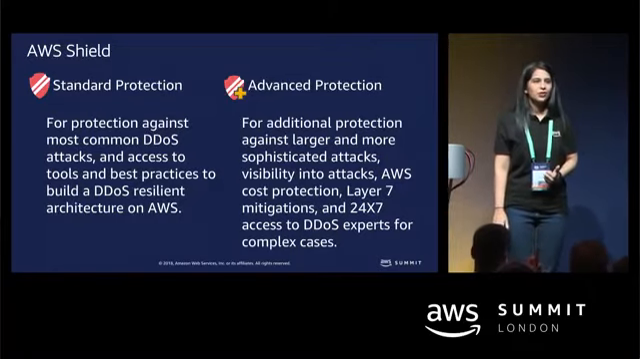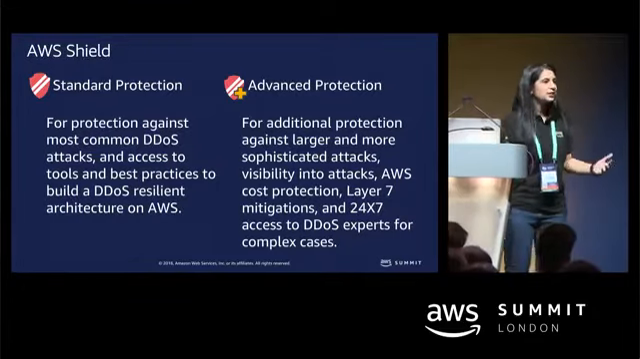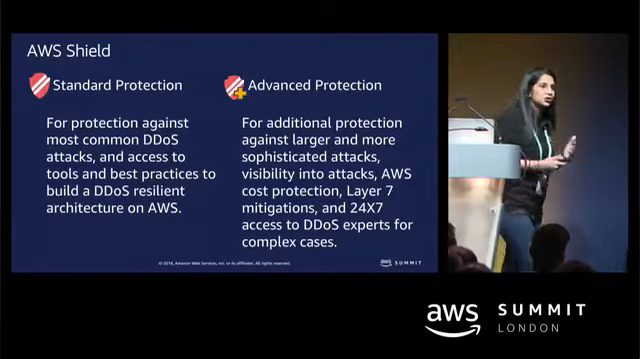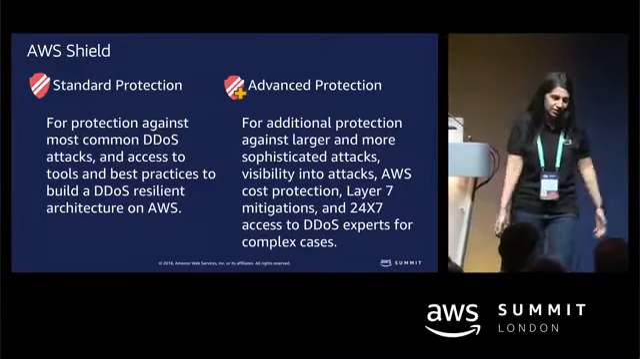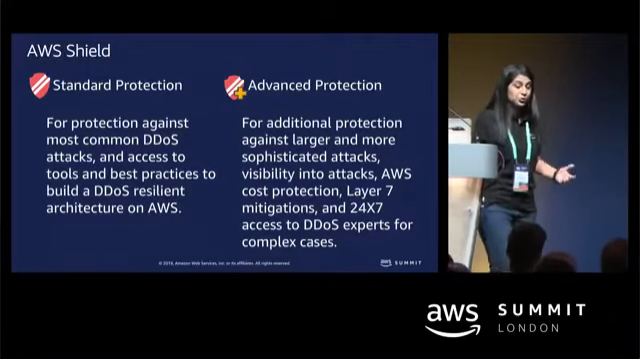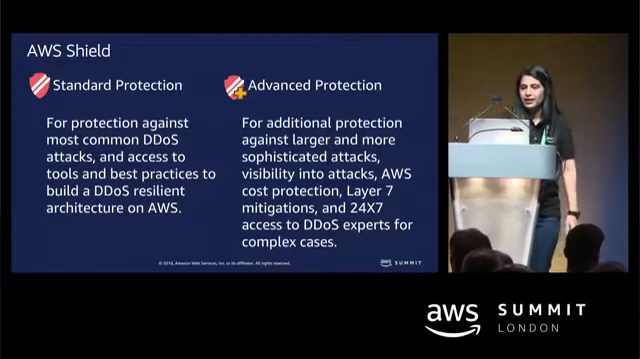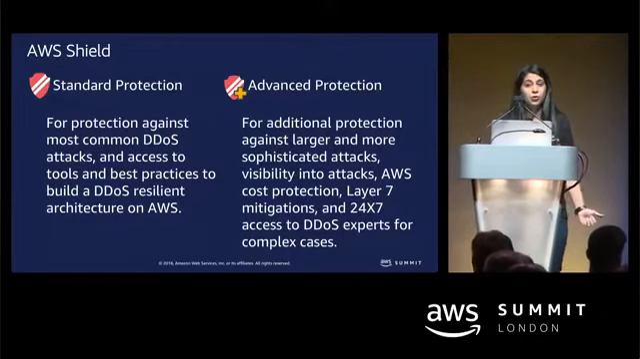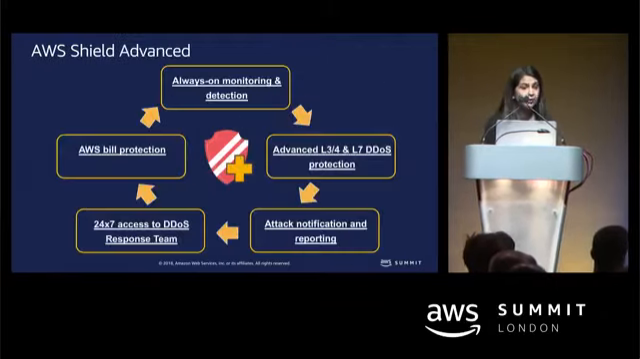It's not a lot of people. This one's actually available by default. It's available to everyone. The standard protection is just available to everyone by default, right? It comes in 2 flavors: advanced protection, the standard one. For the advanced protection, for additional protection against larger or sophisticated attacks, it is available for application load balancers, classic load balancers, CloudFront, and Route 53 as of now.